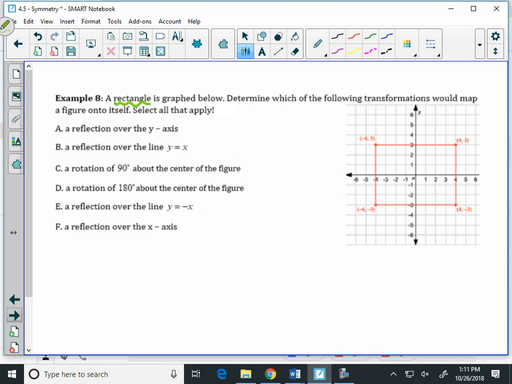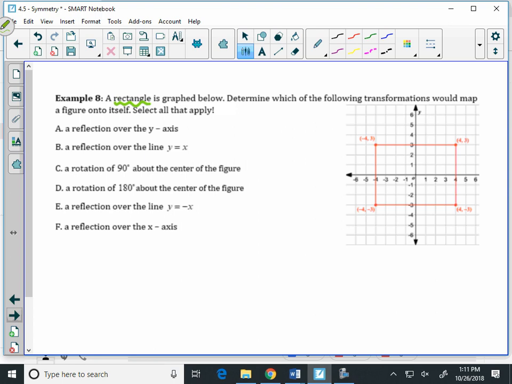So, like those other symmetry problems we did, we just go down our list, okay, and see if that is a line of symmetry for this rectangle. And remember, rectangles only have 2 lines of symmetry. So if you're circling more than 2 reflection options, you're probably wrong. You have to go back and check.